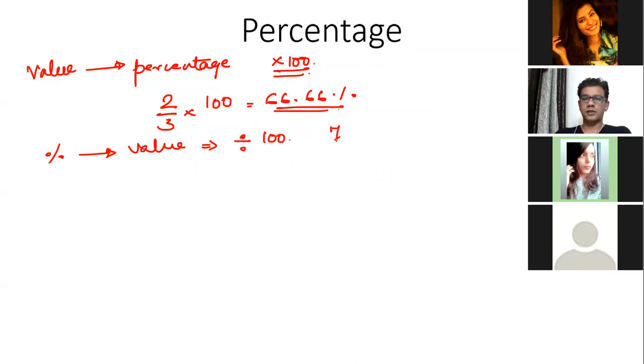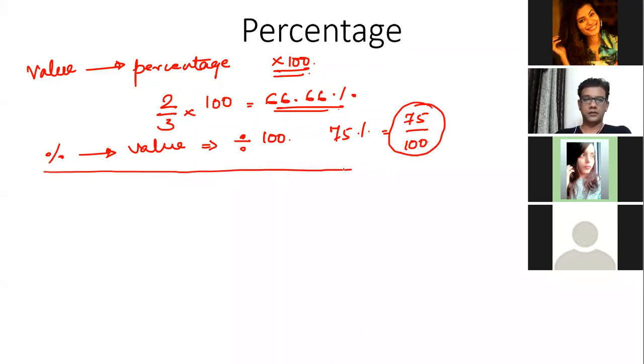So someone has given me 75%. It's nothing but 75 divided by 100. This is the value of 75%. Right? So these are two pieces of information that we have to know.